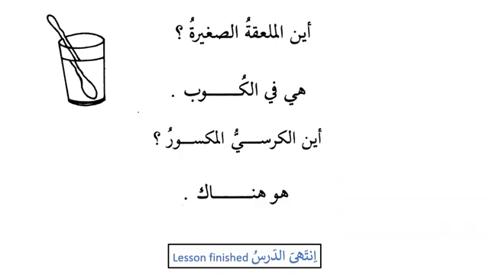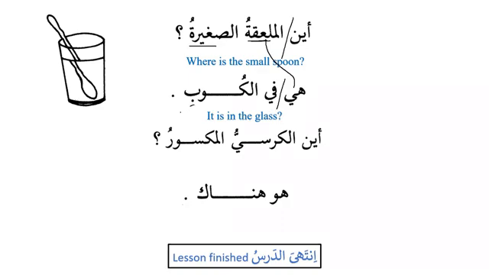Aina al-mil'aqatu as-saghiratu. Now we can see that mil'aqa is feminine, and that's why the adjective that is used for it is also feminine. Where is the small spoon? Aina al-mil'aqatu as-saghiratu. Hiya fil-kubi. Hiya refers to mil'aqa. It is in the glass. We can see that the noun is feminine, that's why the adjective is feminine, and they are equal in the four properties of the noun. Hiya fil-kubi, it is in the glass or tumbler, we can say.